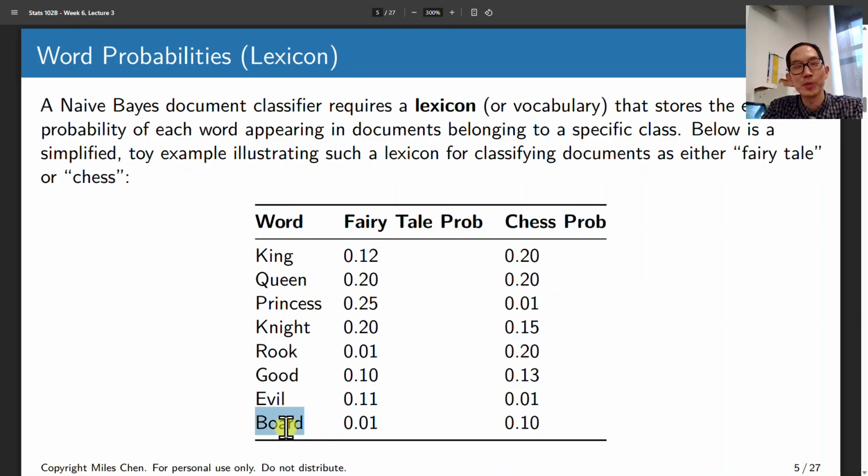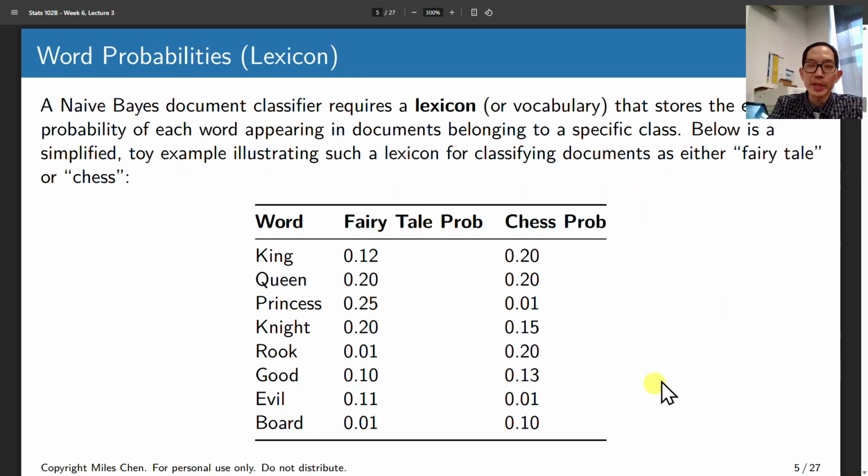And then if you're talking about the board, probably not so much in fairy tales, but likely in chess, okay? And the key here is that the sum of all of these word probabilities would add up to 1, okay? If you take the column, it adds up to 1. So this is kind of our lexicon. Here I only have 8 unique words, which, again, a real one probably has 10,000, and because you have 10,000, your probabilities are also really small, like on the order of 10 to the minus 4, 10 to the minus 5, 10 to the minus 3, or things like that, okay?